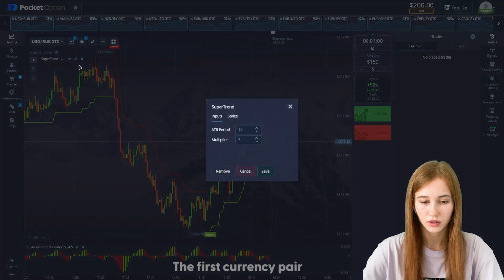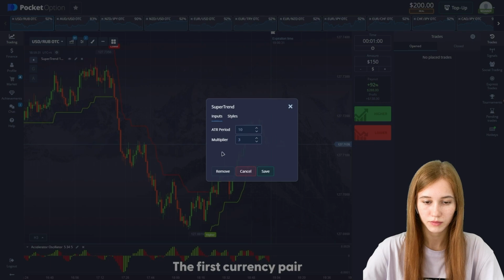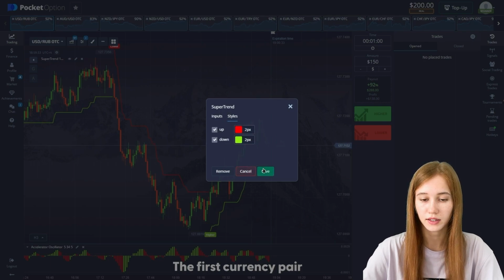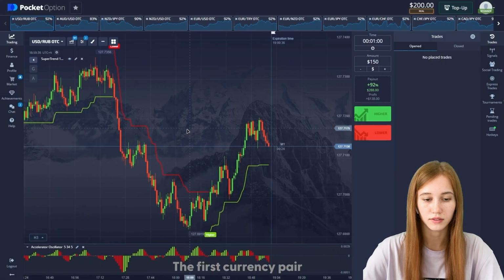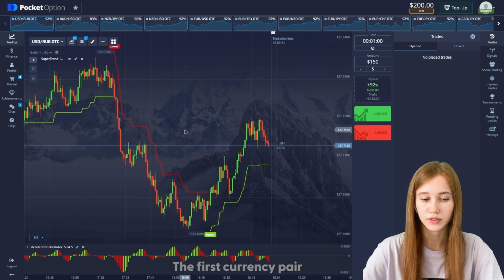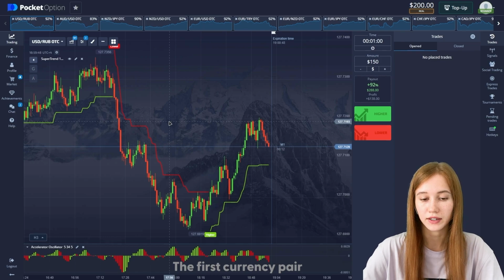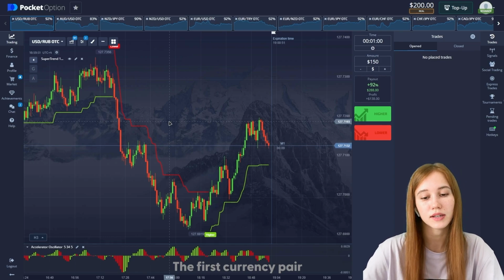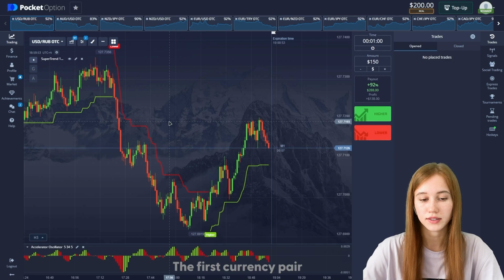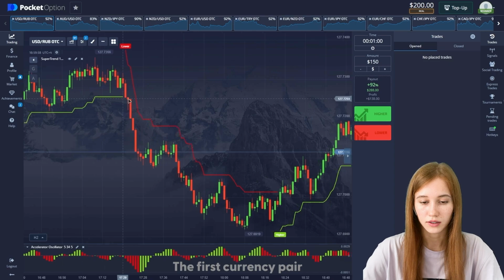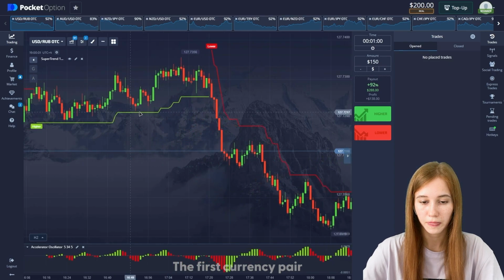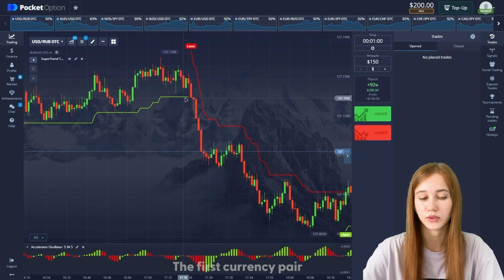The settings are like this. Period 10, here 3, styles are like this. And let me tell you quickly now. The super trend curve is built on the price chart, and when the indicator drops below the closing price, it's a buy signal, and the indicator color is set to green. This also indicates that the trend is changing from downward to upward.